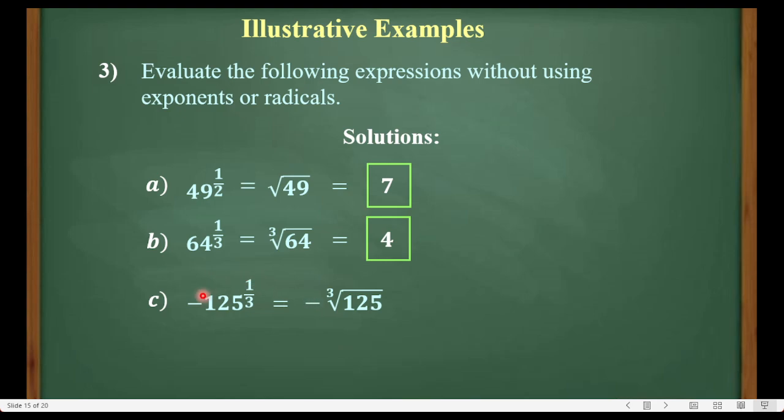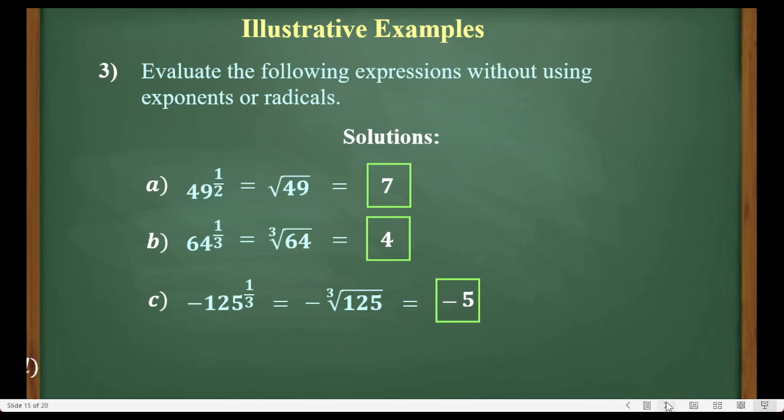And this part right here can be expressed in radical form. So, that is the cube root of 125. And we know that the cube root of 125 is simply 5. So, the answer is negative 5.